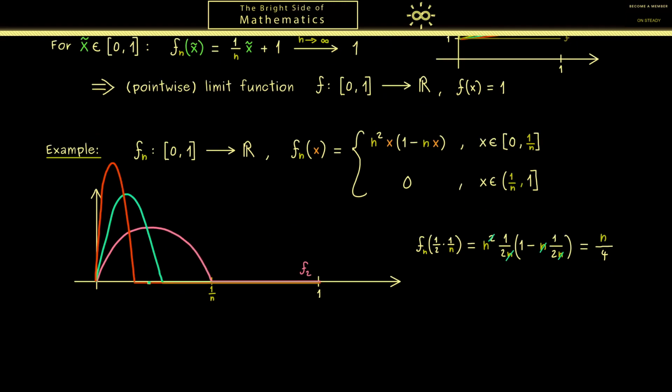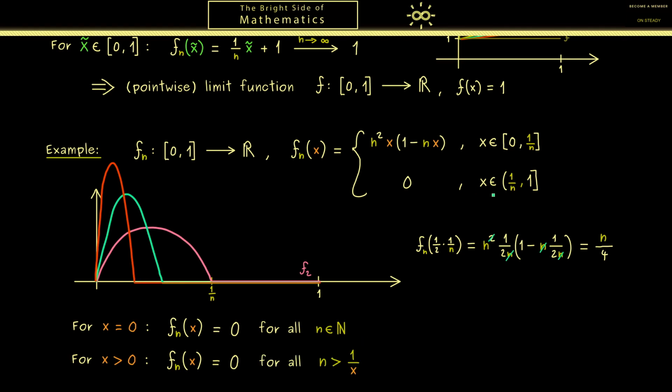Just fix a point x here, and then you see at some point when n is large enough, this value is at 0. For writing that down, we should distinguish two cases. The first one is the simple one. x is equal to 0 means the value of this function at this point is equal to 0. And this property holds for all n. Now the case that x is greater than 0 gives us also the value 0, but only in the case that n is large enough.